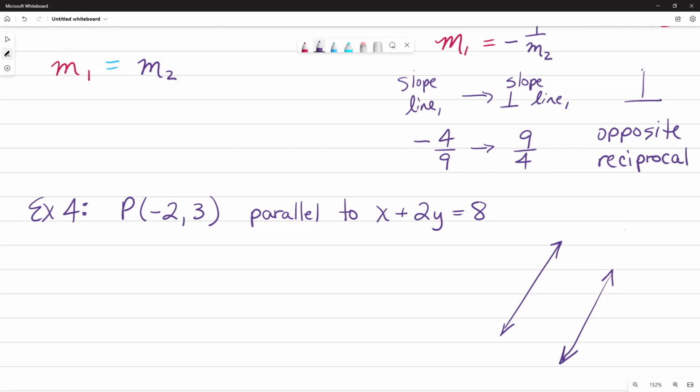So you've got to take what they've given you and determine what the slope is. That gives you the slope. Then you use your point, plug it into your linear equation to calculate what your y-intercept is.